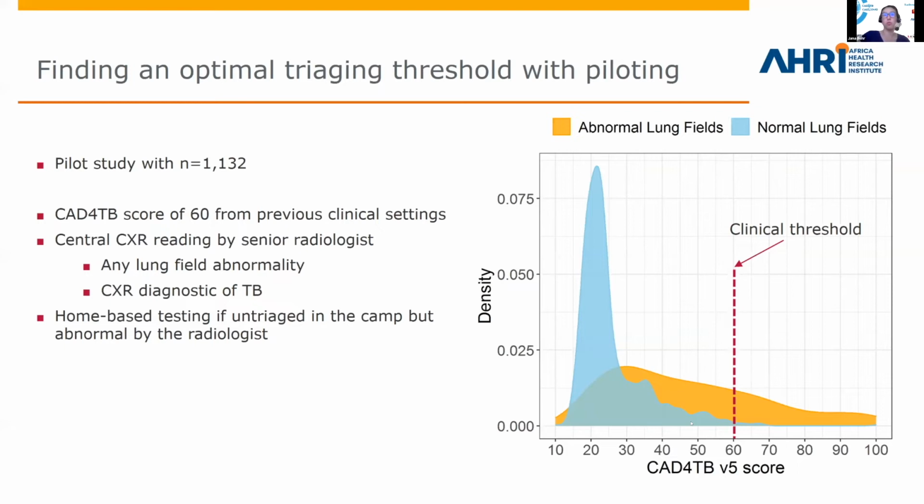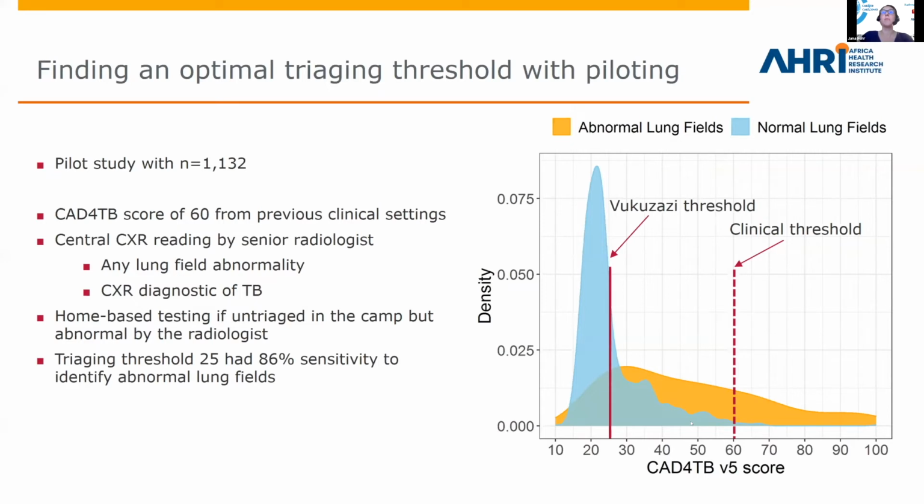Also, there was not really a single threshold that could identify all the abnormal chest X-rays with perfect sensitivity. Therefore, the study team decided that for the remainder of the study, they would continue using a threshold of 25, because this maximized the number of abnormal lung fields that were identified in the field, without overwhelming the laboratories with too many sputum samples.